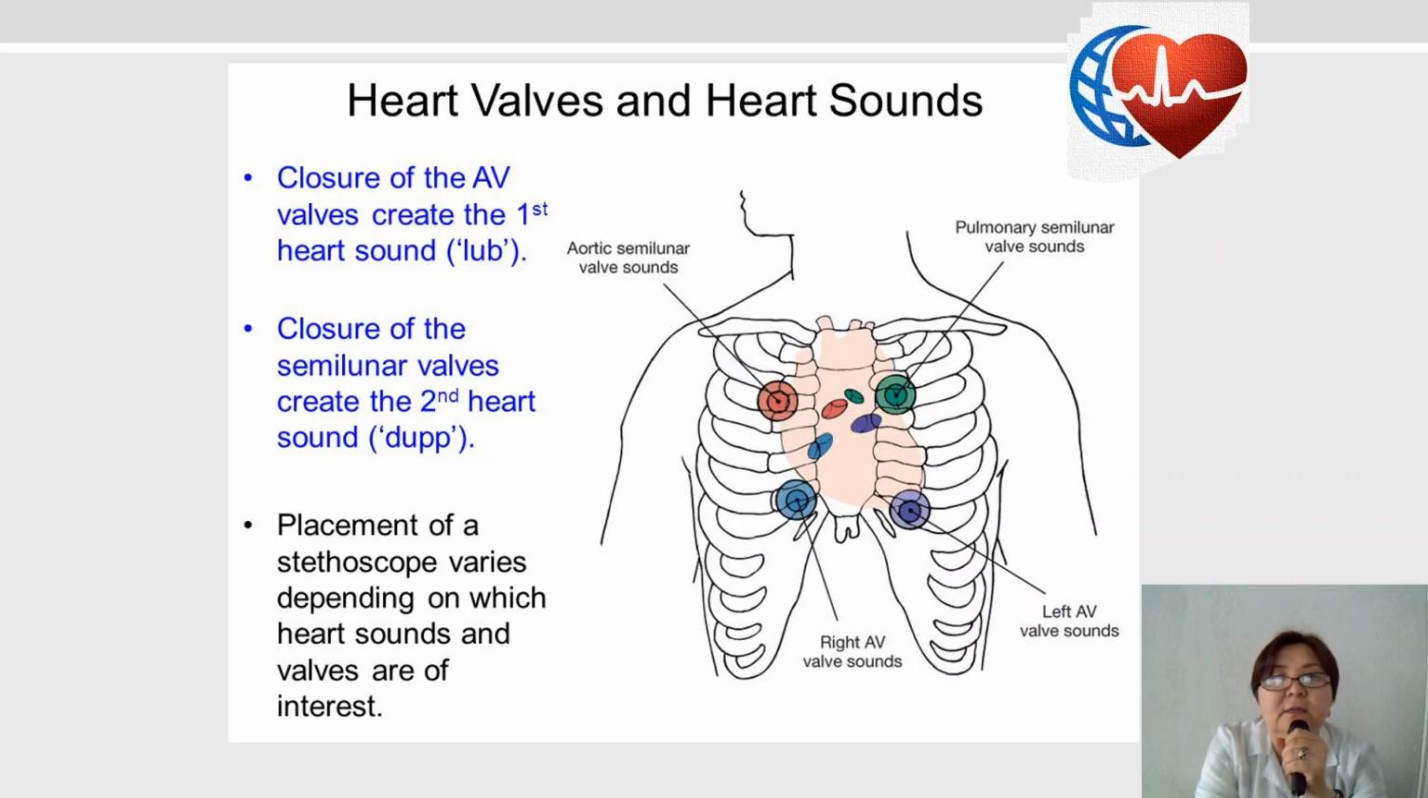Heart valves and heart sounds. Closure of the atrioventricular valves creates the first heart sound. It's heard like lub. Closure of the semilunar valves creates the second heart sound. It's heard like dub. Placement of a stethoscope varies depending on which heart sounds and valves are of interest.